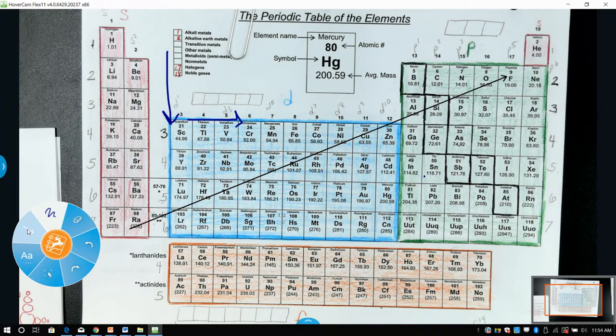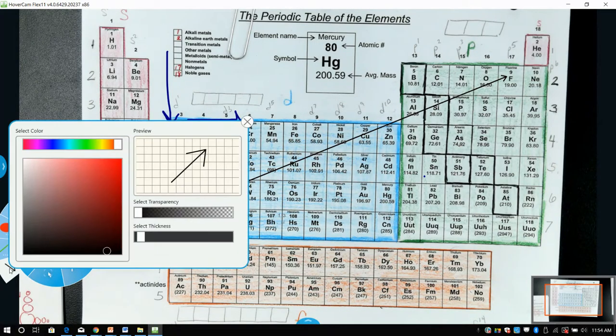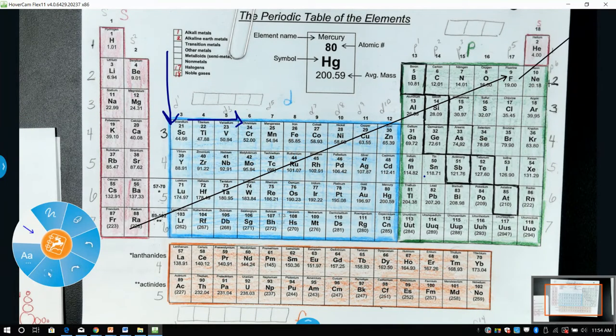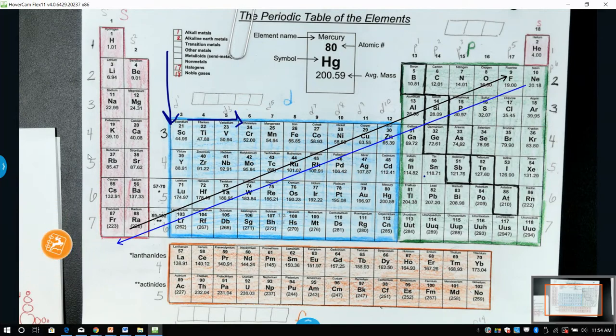So if we look at this, let's get the blue color here for our radius. Right, so that's kind of how our radius works. It gets larger as we go down, smaller as we go across. So any of those options that we had just looked at would have been the opposite of our electronegativity and ionization energies.